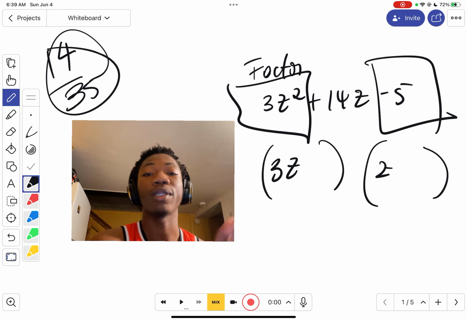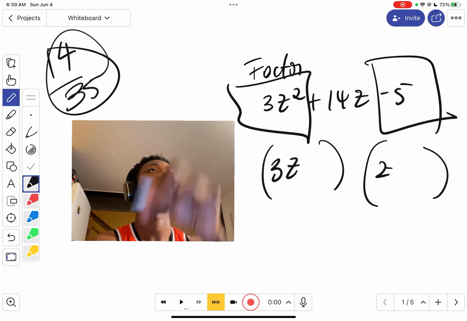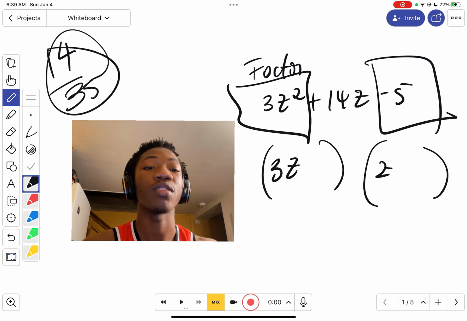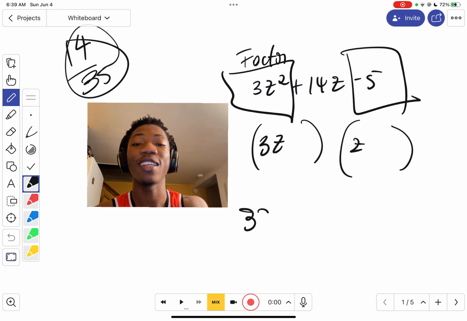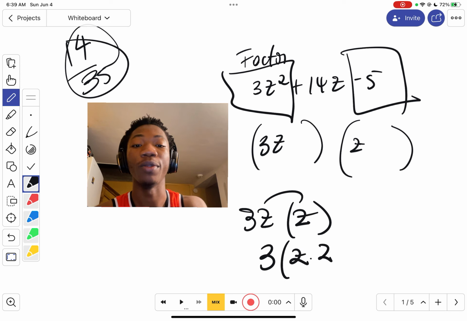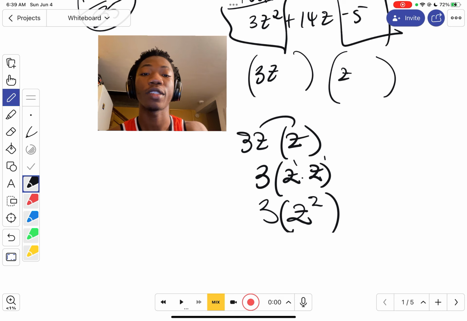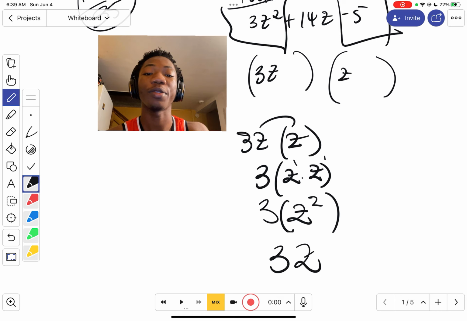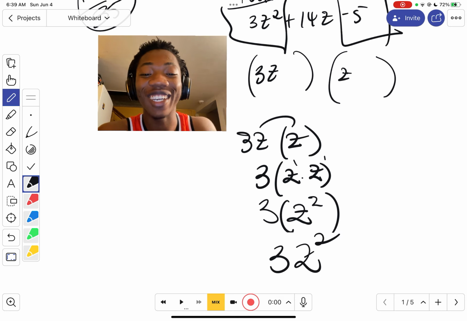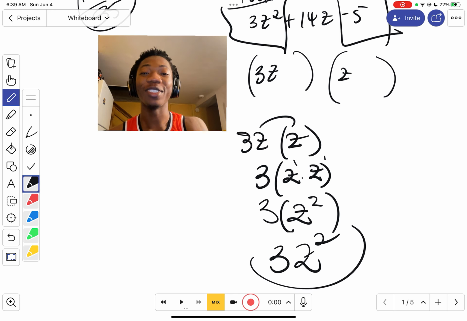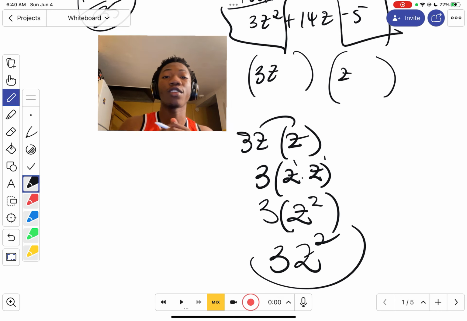It's just because once you take the 3z and distribute it to the other parentheses, it's going to be 3z by z, which is going to be equal to 3z². And distributed to the 3, that's the same thing, 3z². So there we go. Once we do that by putting 3z on the first one and z on the second one, we will come up with the 3z². So that's the way that you have it.